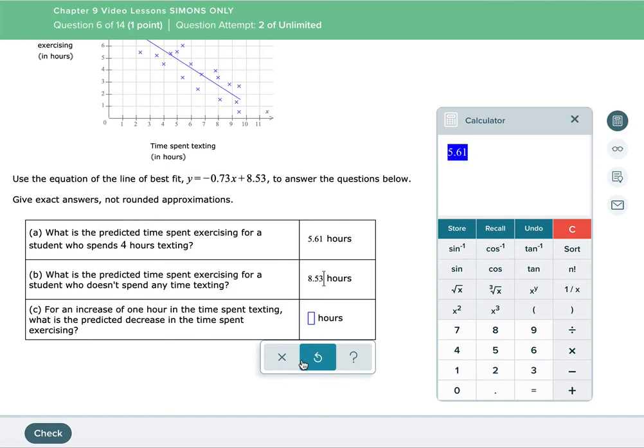C, for an increase of 1 hour in the time spent texting, what is the predicted decrease in the time spent exercising? Remember, they are asking us here for the unit rate. What happens every hour? Well, every hour it goes down this amount, all right? So for an increase in 1 hour of time, the predicted decrease is 0.73, all right? Let's check it.